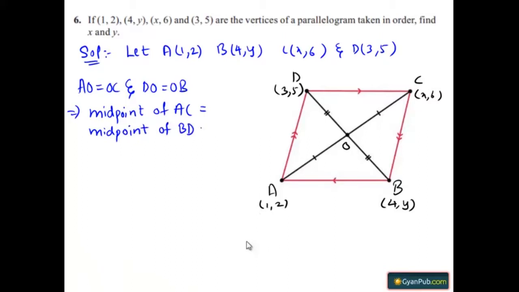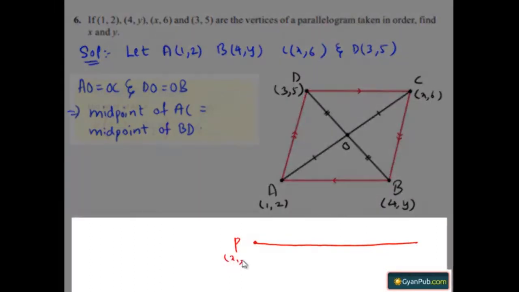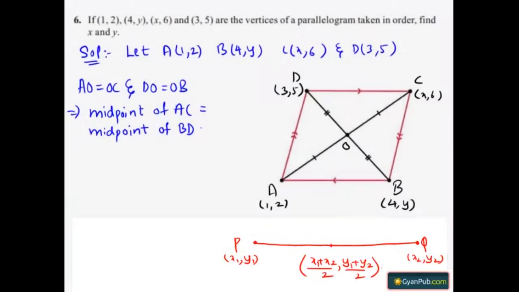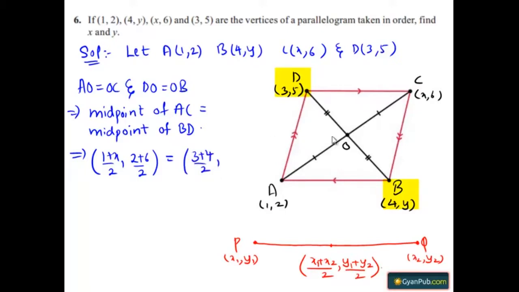We know that the midpoint of the line segment joining the 2 points P(x1, y1) and Q(x2, y2) is given by ((x1 plus x2) divided by 2, (y1 plus y2) divided by 2). So here the midpoint of AC is ((1 plus x) divided by 2, (2 plus 6) divided by 2), which equals the midpoint of BD, ((3 plus 4) divided by 2, (5 plus y) divided by 2).